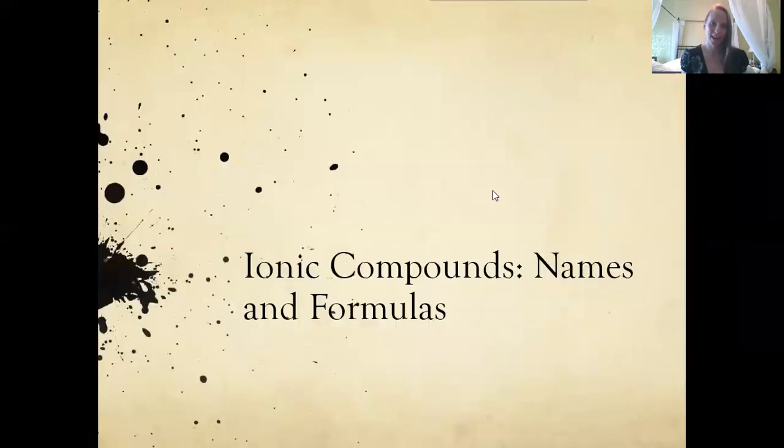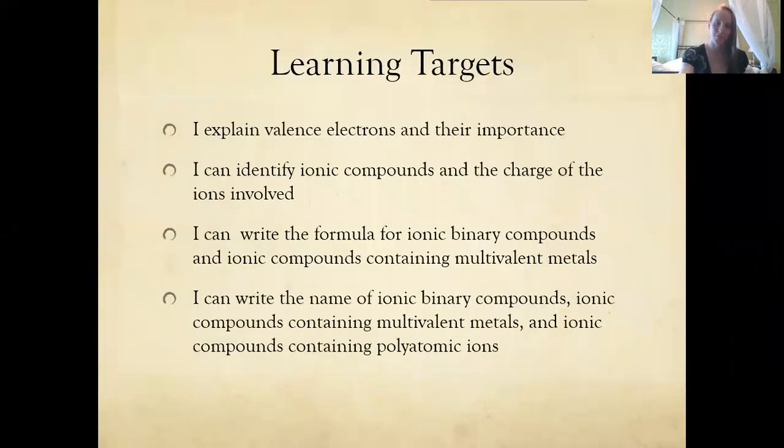So when it comes to naming ionic compounds, you do have to know how to go both from name to formula as well as formula to name. When it comes to writing the formula, knowing the number of valence electrons and knowing the number of charges are both really important because you have to cross over your charges. And then you do have to know some of the different rules for different types of ionic compounds, including our multivalent metals and our polyatomic ions.